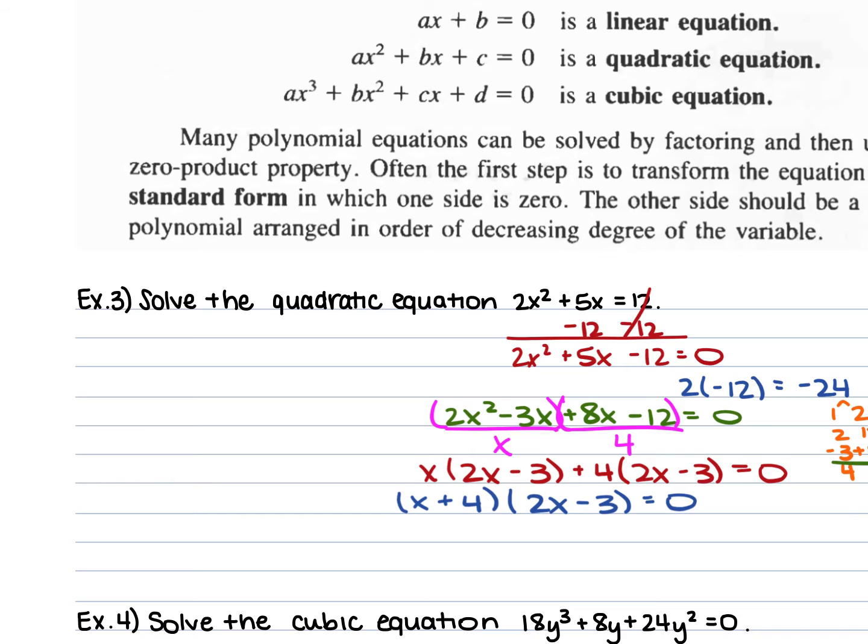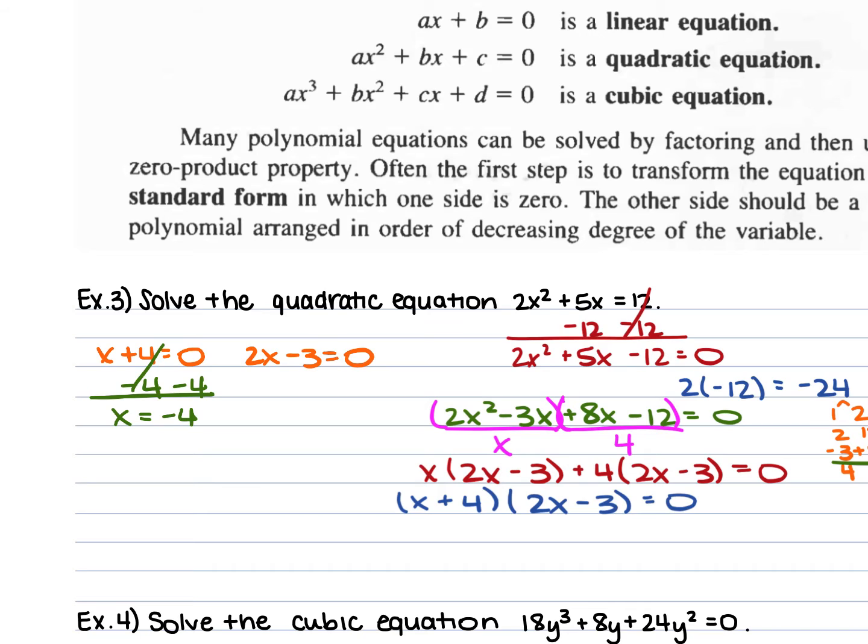From here, set each part equal to 0 and solve for both of them. You're going to have x plus 4 is equal to 0, and you're going to have 2x minus 3 is equal to 0. Move the 4 over by subtracting it from each side.